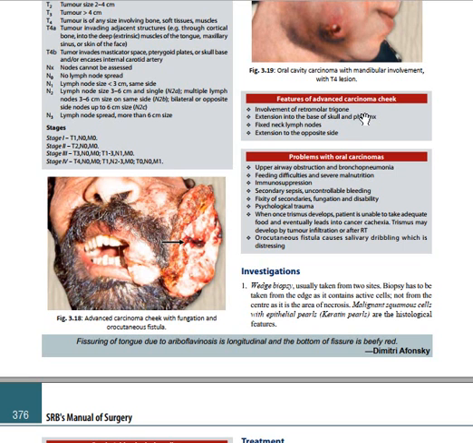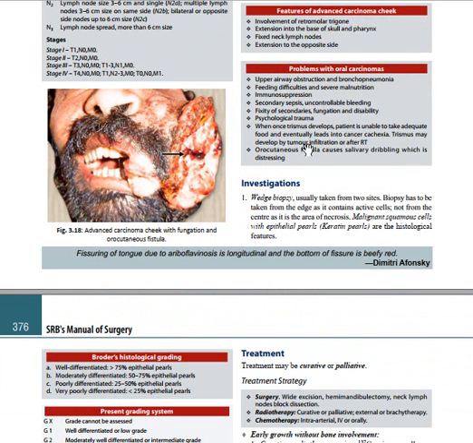So now the features of advanced cancer. What are the major clinical features showing that the cancer is advanced? One, involvement of the retromolar trigone. Two, extension into the base of the skull and the pharynx. Three, fixed neck lymph nodes. Normally lymph nodes may be palpable and movable, but if you have fixed neck lymph nodes, it is advanced. Extension to the base of the skull is advanced, and extension to the opposite side is advanced. So what now are the problems of the cancer?